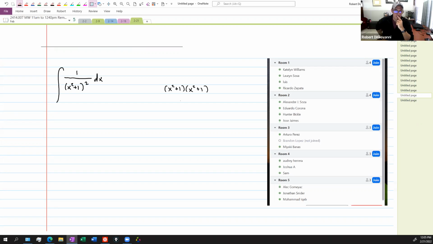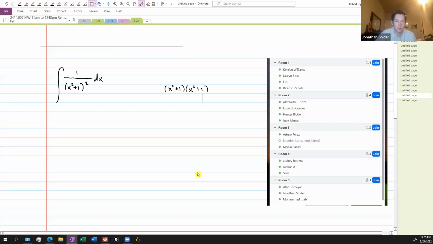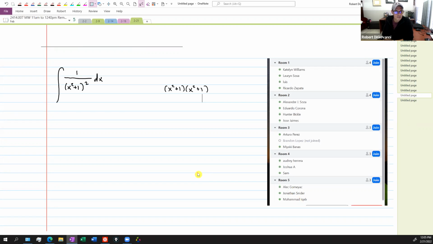Yeah, completing the square is not going to go here. All right, so look, let me skip. Let me go to room 5. Let me try room 5, since y'all thought I wasn't going to call on you. Alec, Jonathan, Mohammed, did y'all get anything? No, we did the same thing as the first group. Okay. I had 2 ideas.